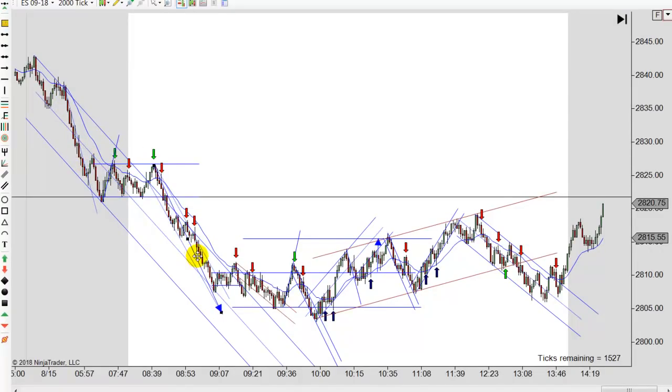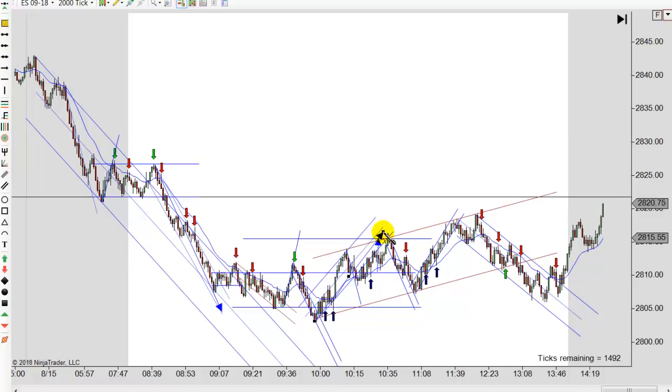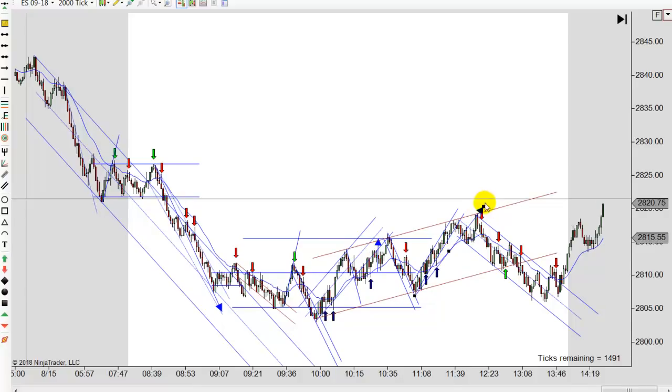Once we started lower again right here, you can see we might have gone a couple of ticks further than that measured move, and then we had a two-leg correction. I don't have it on here, but you can see there's leg one, there's leg two, and we didn't quite get a measured move, but it's real close.